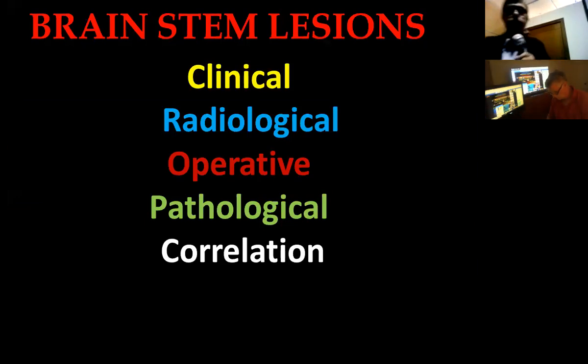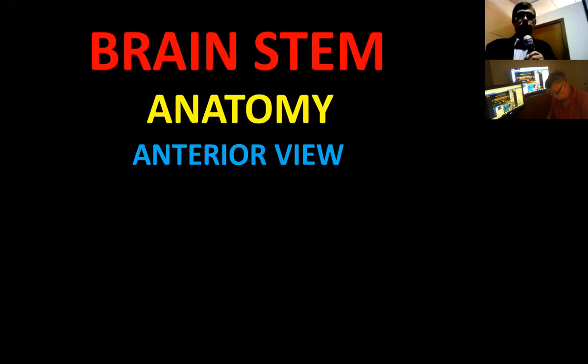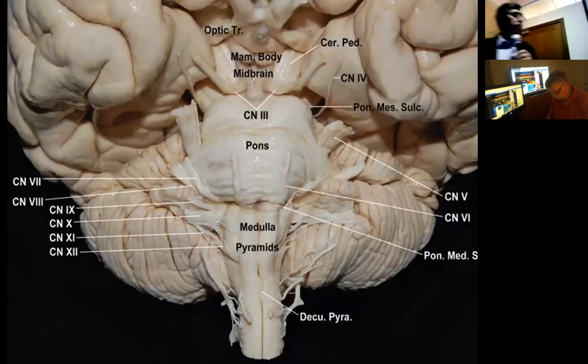So we'll discuss the topic of today: brainstem lesions, the clinical, radiological, operative, and pathological correlation. So we have to look at the anatomy of the brainstem. If we look from the anterior view, you will see the midbrain, the pons, and the medulla. Each is a continent on its own, and this anatomy is so complex, but so easy at the same time.